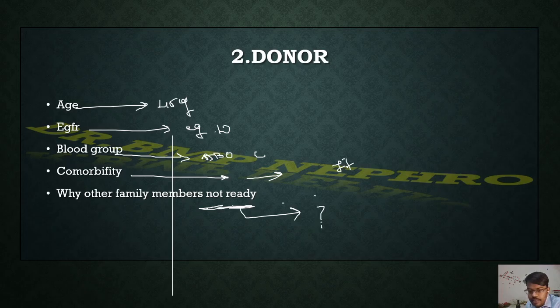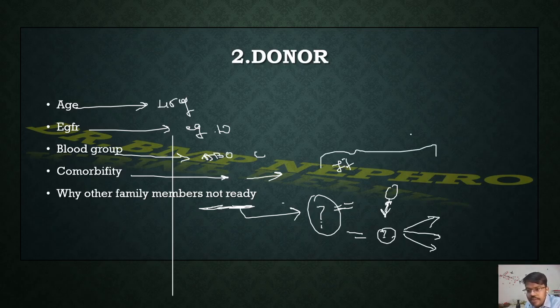Why is this point very important? Because the matching chances are better with the parents: father to son, mother to son or daughter. The HLA match is better. Sometimes the wife will be donating. Then what is the reason? Why didn't the father donate? Why didn't the mother donate? Why didn't the brother donate? That has to be compulsorily there, because with a blood relation donating a kidney, compared to a non-blood relation donating, that is a spouse, the outcome is better with blood-related donors and siblings.